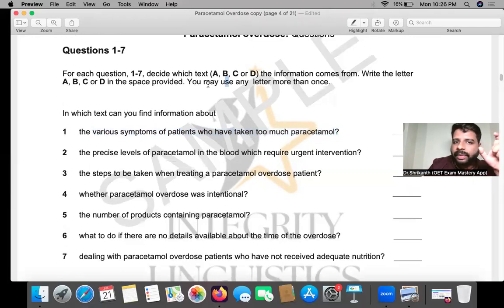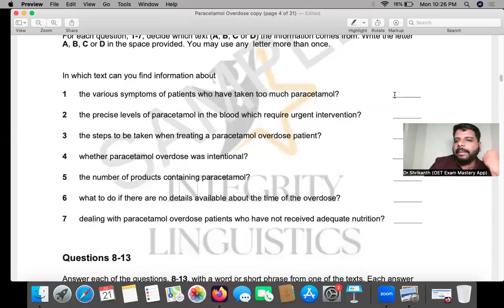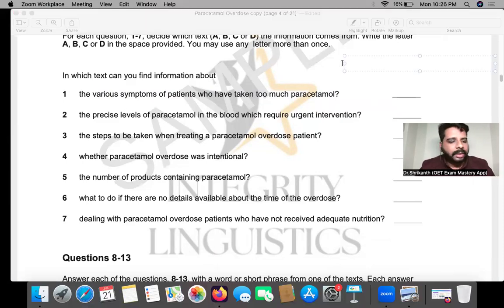Now you see over here they have very specifically mentioned you have to write capital A, capital B, capital C, or capital D. So if you believe the answer is capital B, then you write capital B over here. Right. Now, what I'm going to teach you are basically the 3 common steps or methods that come under OET Reading Part A.